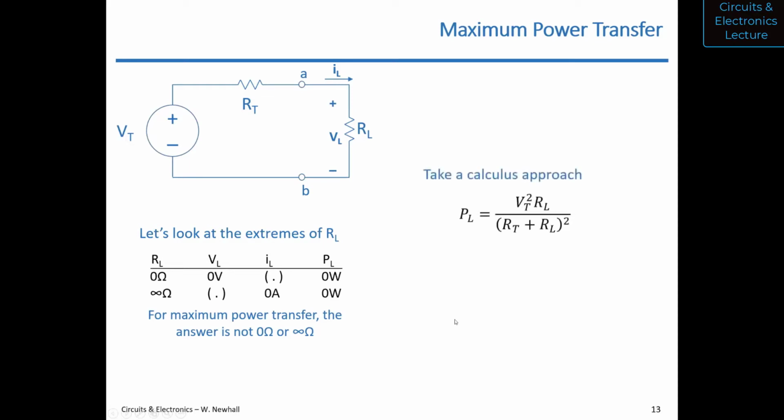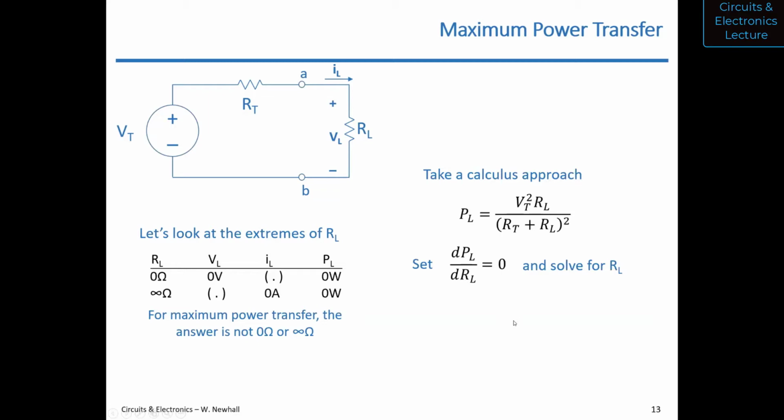It's somewhere in between, and so we've got to figure that out. The calculus approach would say, well, we have the equation for power versus load resistance, so let's take the derivative and solve for RL, and that will give you the answer. What I'm going to show you, and what you will see in lab, is this.